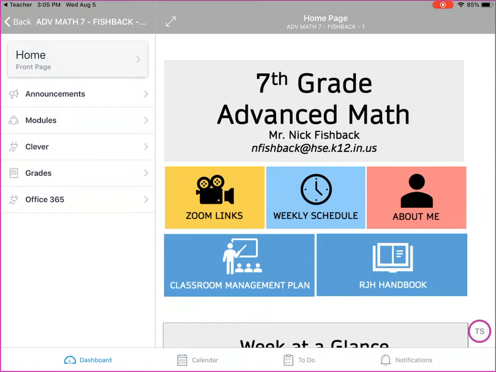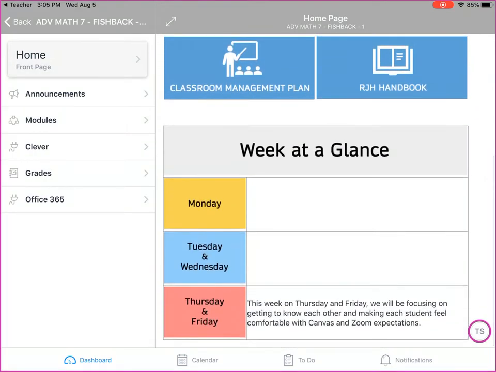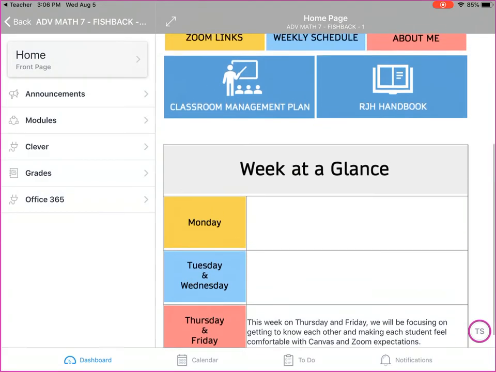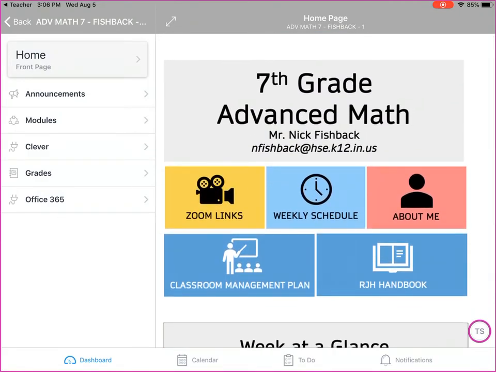Right below that there are 5 buttons. We've got Zoom links, weekly schedule, about me, classroom management plan, and RJH handbook. Down below that, you've got the week at a glance. There's not much in there right now, but once we get going, there will be things filled in there, and that's where you can go to see really quickly what's going to be happening in math class this week.